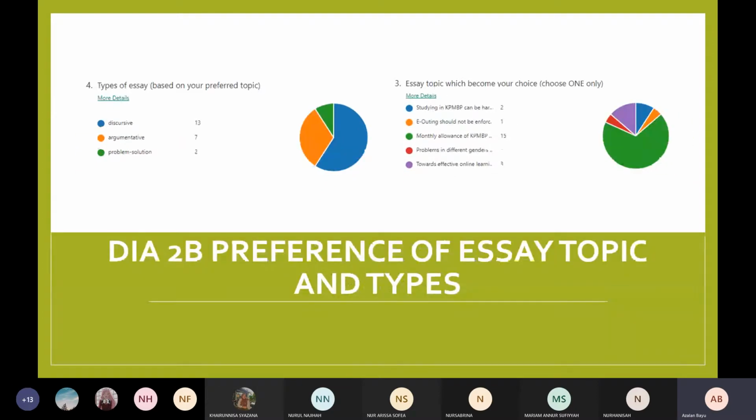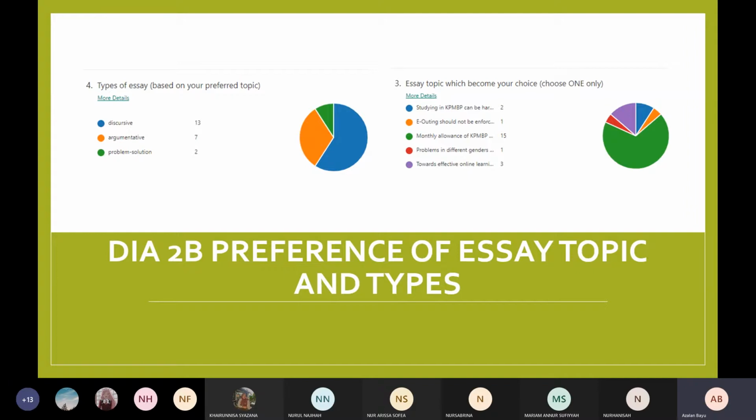I skip A to B. This is actually your topic of preference that you have made, based on the Microsoft Form draft that you made. Alright, mostly if you look at the pie chart, many people chose to do discursive, which is 13 people, argumentative 7 people, problem solution only 2 people. So many chose discursive.